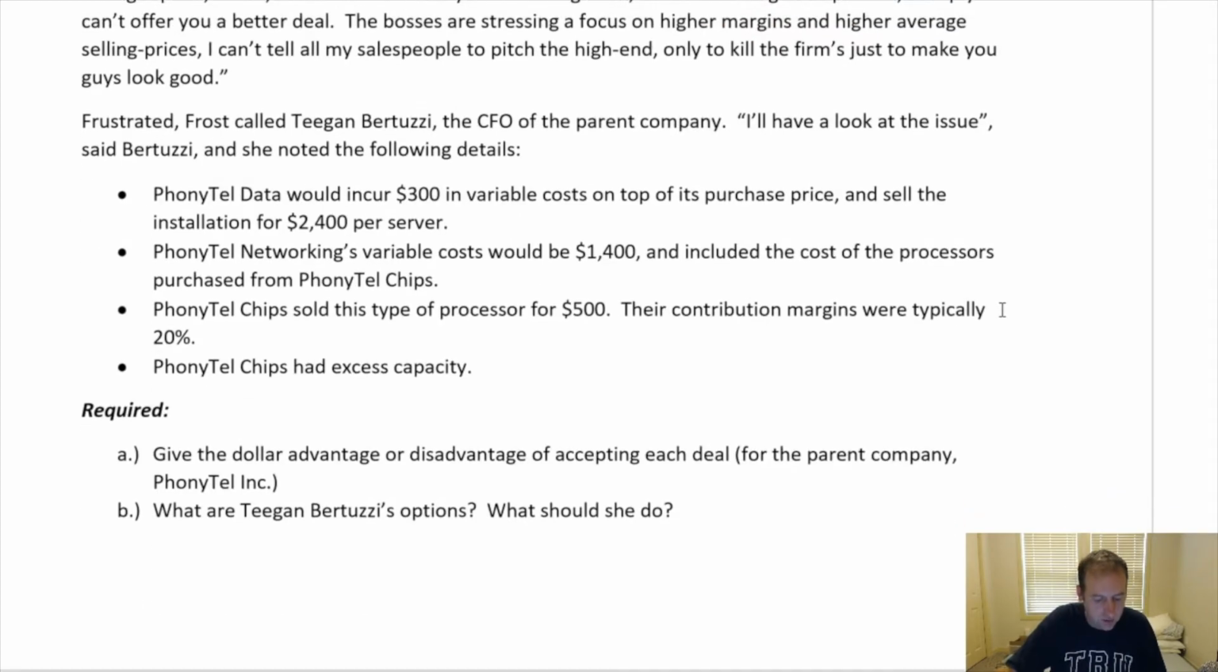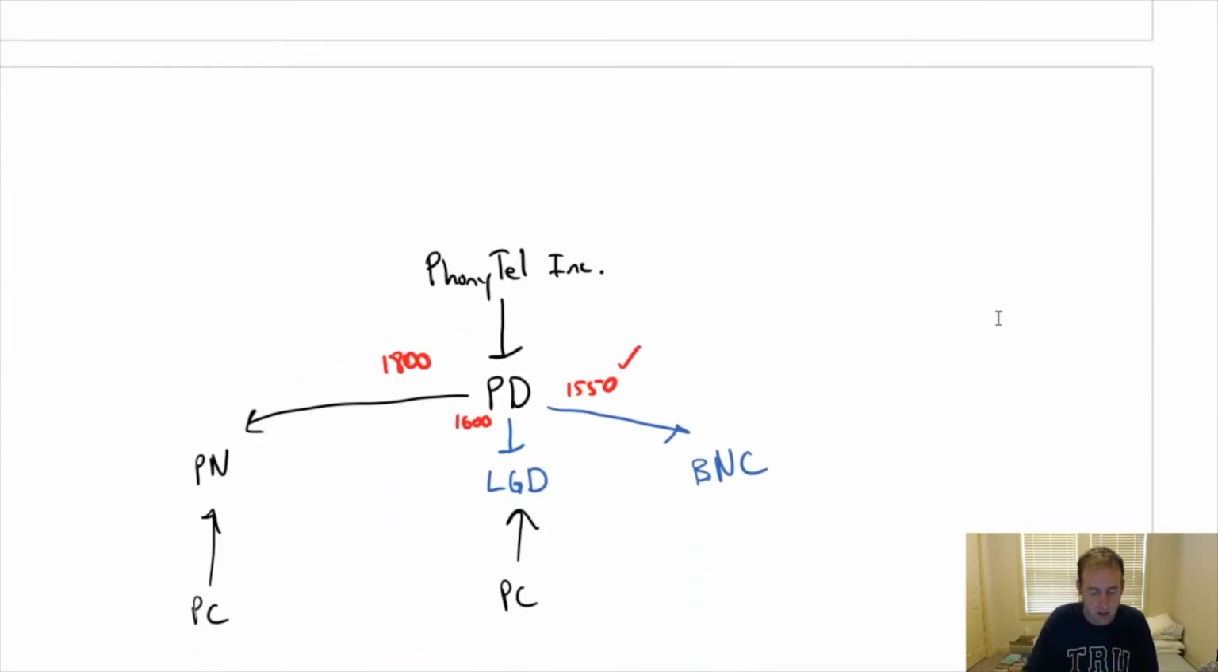Okay, reading on. Frustrated, Frost called Tegan Bertuzzi, the CFO of the parent company. So Tegan Bertuzzi's up here at Phonytel. Frost is here at this level, and Kiana is here. Kiana Chang.